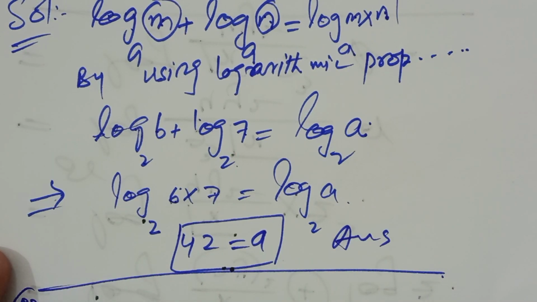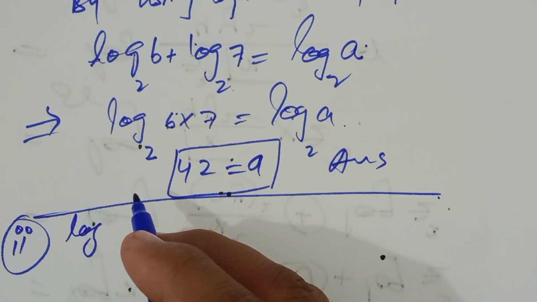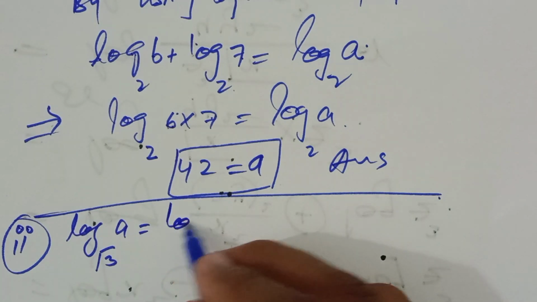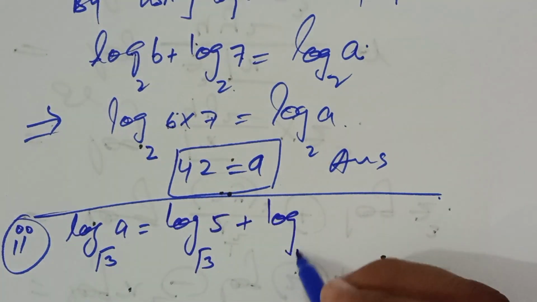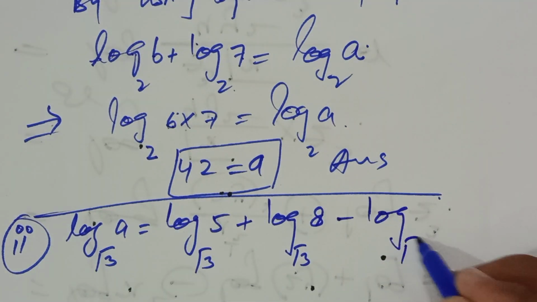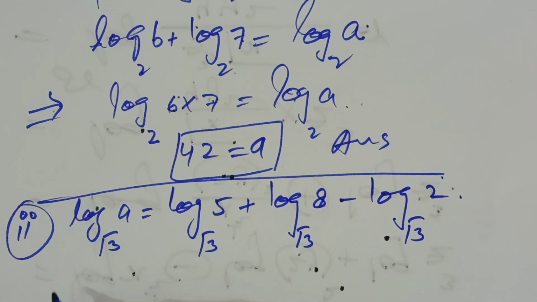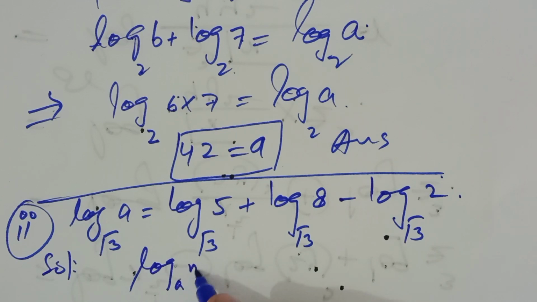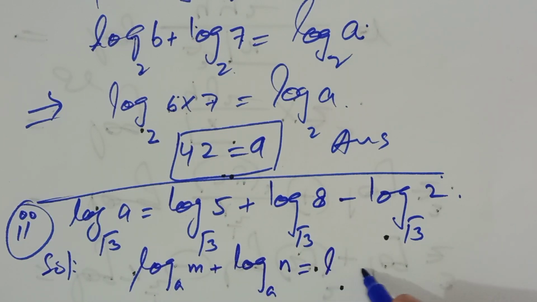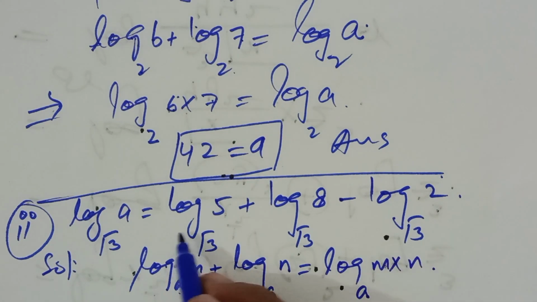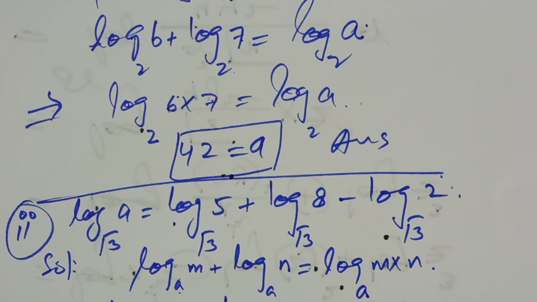Okay, next part of the given question: log with base root 3 of a equals log with base root 3 of 5 plus log with base root 3 of 8 minus log with base root 3 of 2. By using the above rule, log with base a of m plus log with base a of n, apply the sum rule: make a single log with base common, m multiplied by n. According to this property, we can apply it to the first two terms of the given expression. So log with base root 3 of a equals log with base root 3 of 5 times 8, because m is 5 and n is 8.